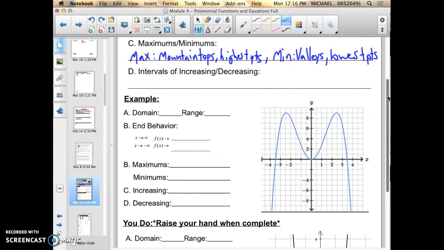And then intervals of increasing/decreasing. Again, how I go through this process, I start on the left and go to the right. I read it like a book. And I think roller coaster. We'll talk about that in a minute.